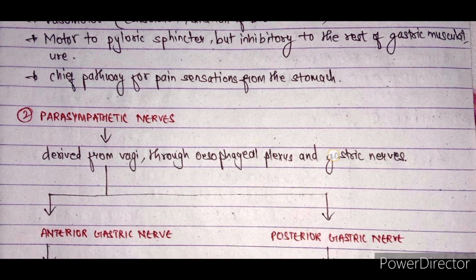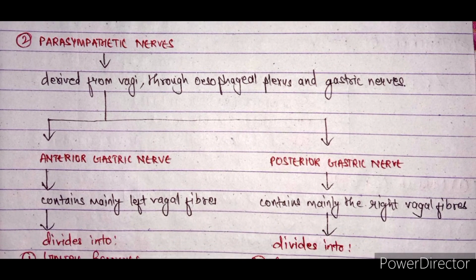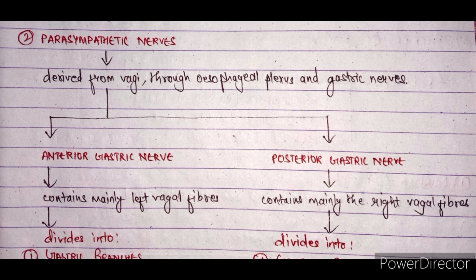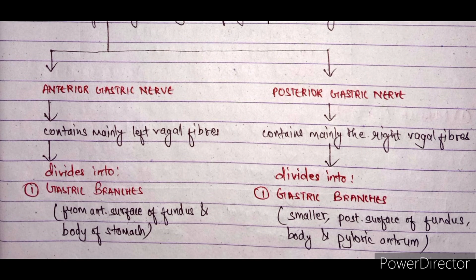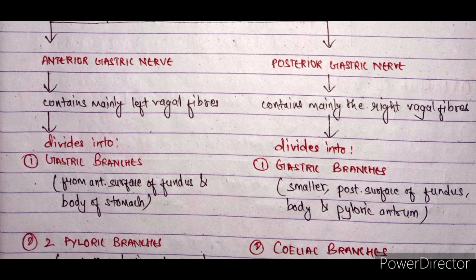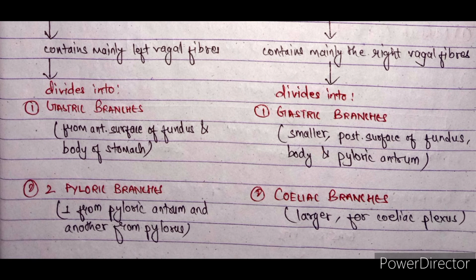Now let's talk about parasympathetic nerves. It is derived from vagi through esophageal plexus and gastric nerves. The parasympathetic nerve is divided into anterior gastric nerve and posterior gastric nerve. Anterior gastric nerve contains mainly left vagal fibers, whereas posterior gastric nerve contains mainly the right vagal fibers. Anterior gastric nerve is divided into gastric branches and two pyloric branches.